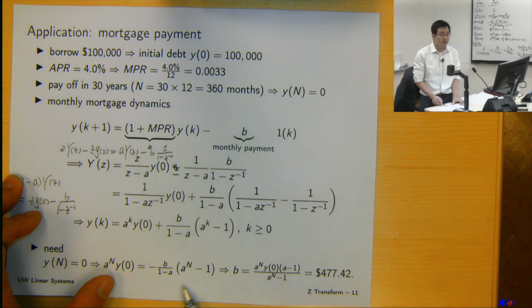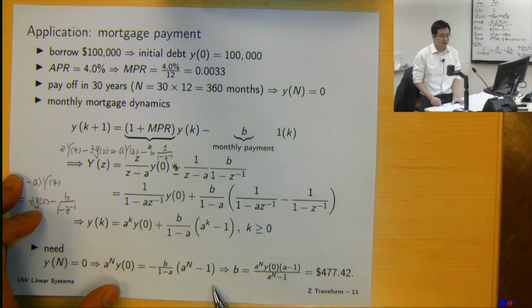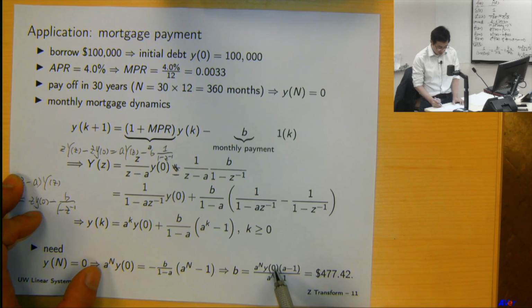So let's see whether this makes sense, right? If the sign is not correct here, you're going to get some not possible numbers. We want to be able to determine what is the monthly payment, so we want to know b. So b from this equality should be a to the n y0 times, I have a negative sign here, so it's a minus 1, divided by a to the n minus 1.